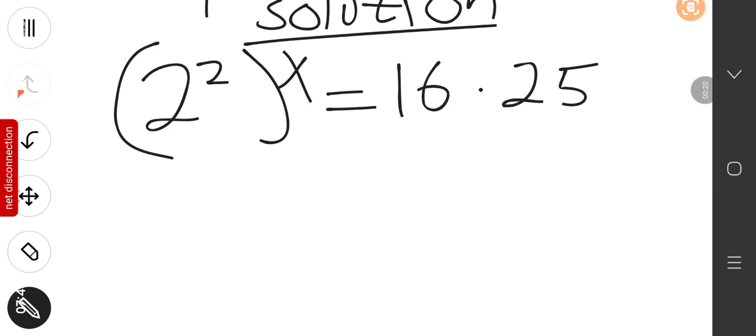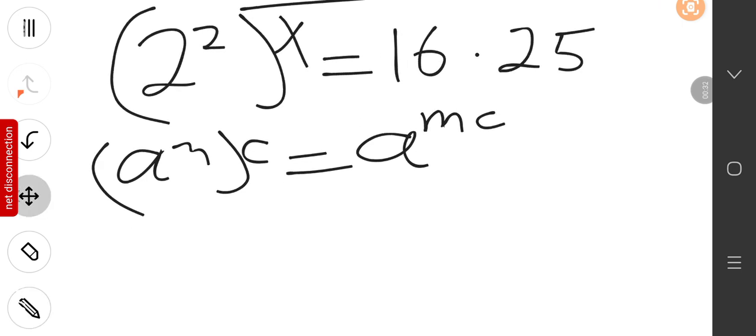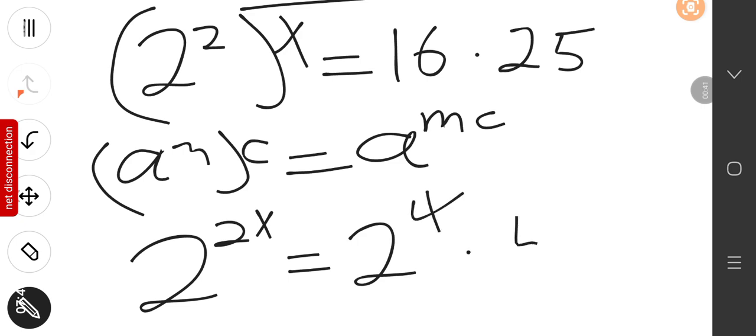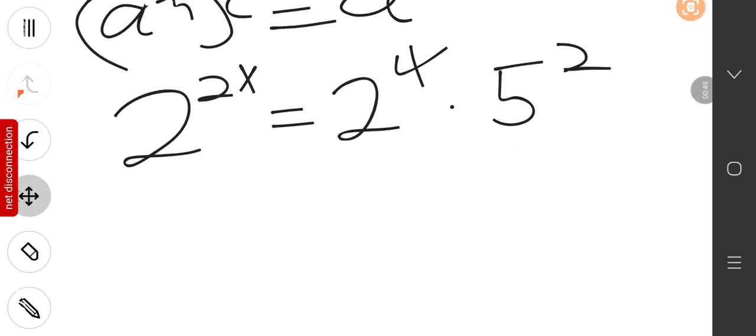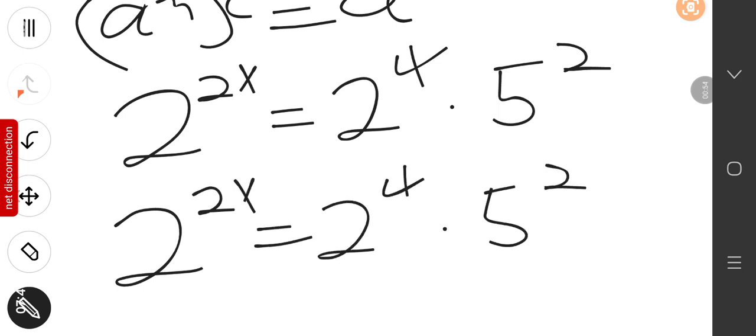All right, so let's apply the power of a power rule to the left side of our equation. So we know that a exponent m, raised to the exponent c, equals a exponent m times c. Okay, so our equation becomes 2 exponent 2x equals, now 16 is the same as 2 exponent 4, and 25 is the same as 5 exponent 2. All right, so we are going to have 2 exponent 2x equals 2 exponent 4 times 5 exponent 2.